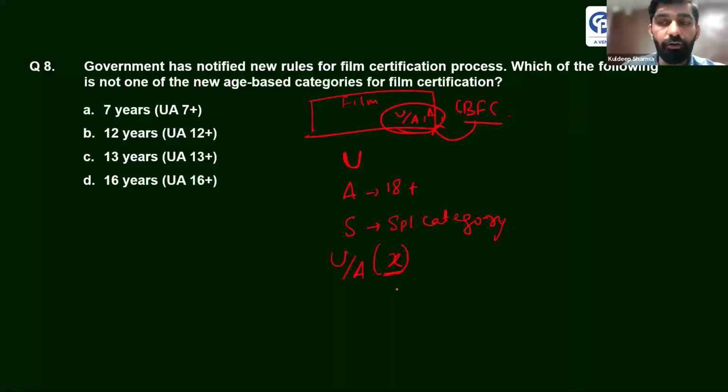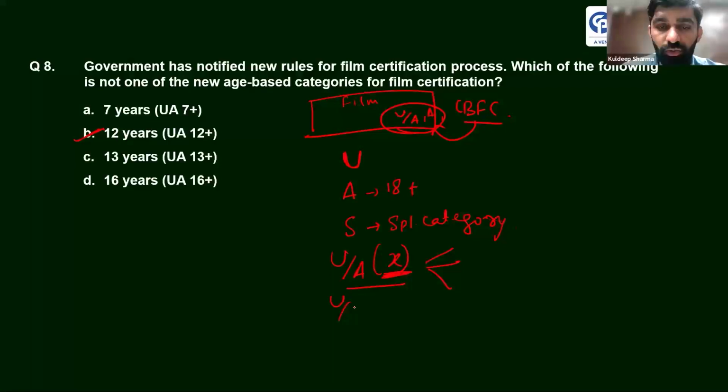Last year, it was very much in news because the Cinematograph Act, under which this CBFC has been created and certification power has been given, was amended last year. And this one single category was subdivided into three categories now. So you have to tell me which one is not one of the new age-based categories. Basically, I've asked you what this X stands for. The four options are 7 years, 12 years, 13 years, or 16 years, which is not one of the new age-based categories. So it is 12 years.